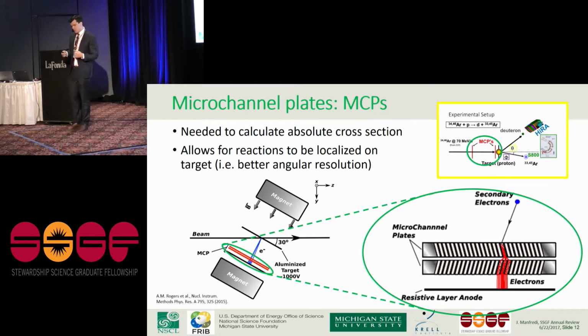So really what we're trying to do here, first of all, is normalize our cross-section. So our observable is a differential cross-section. We need to know how many beam particles are actually coming in and hitting the target. That's literally crucial to doing this measurement. But we can also use these detectors to localize the reaction locus on the target. Where on this target is the transfer reaction actually happening? I mean, we care about the angle that the deuteron is coming out at. If you don't know where on the target your reaction is happening, that's going to really hurt your angular resolution.